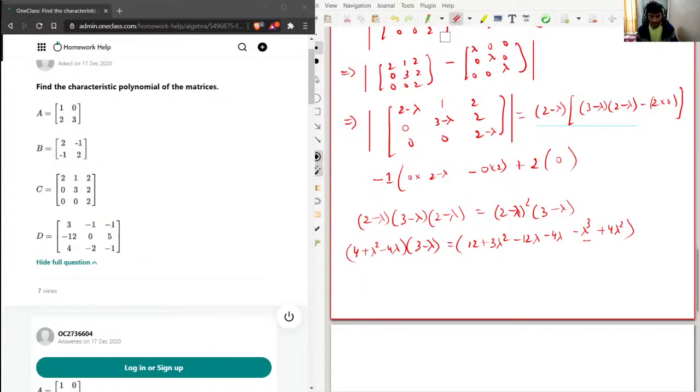Minus of lambda cube. Then we'll go for the square terms. So we have 3 lambda square and 4 lambda square. So that will become 7 lambda square. Then we'll go for the lambda term. So this will be minus 12 minus 4, so minus of 16 lambda, and then the last term is 12.